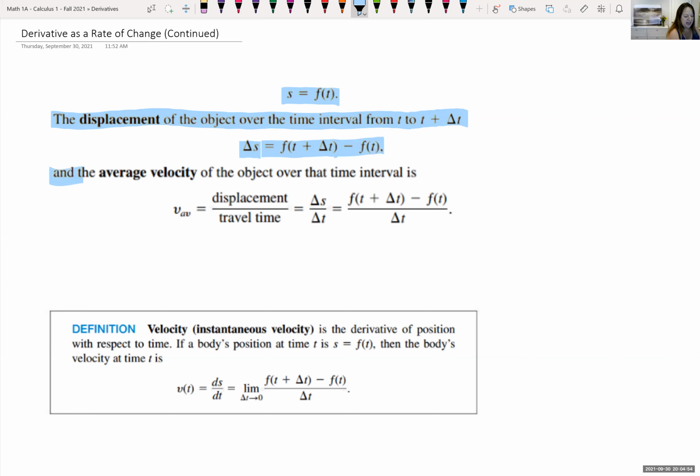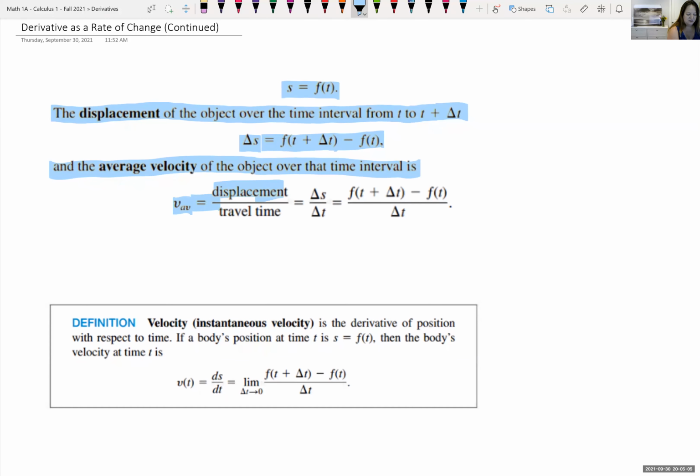If we were finding the average velocity of the object over time, and we can denote that with v with a little subscript av, we would look at the displacement of our object. How far did it travel? And then the travel time. And displacement, actually, we could have been going forward and then coming back. And so the displacement would be that interval. How far from the beginning?